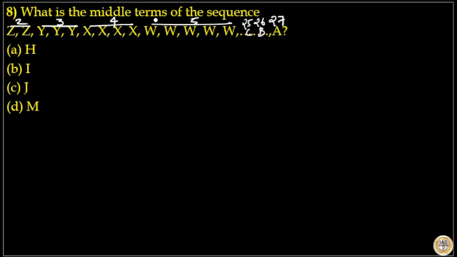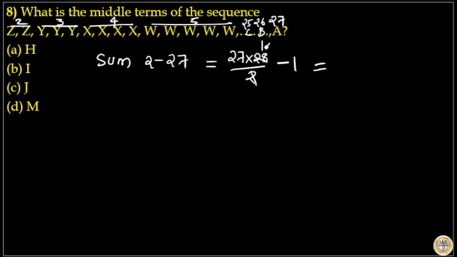So to find out the middle term, take the sum of 2 to 27. Sum is n into n plus 1 by 2. Here sum of 27 terms is 27 into 28 divided by 2. But here it is sum of 2 to 27. 1 is absent here, so subtract 1 from it. 2 into 14 is 28. 27 into 10, 270. 20 into 4, 80. 7 into 4, 28. So 270 plus 80 plus 28 is equal to 378. 378 minus 1 is equal to 377. So sum is 377 here.